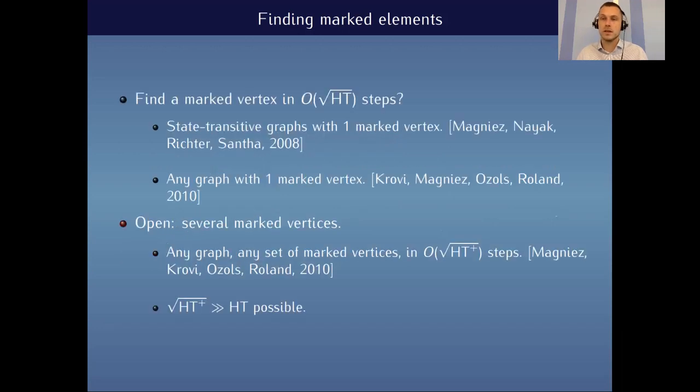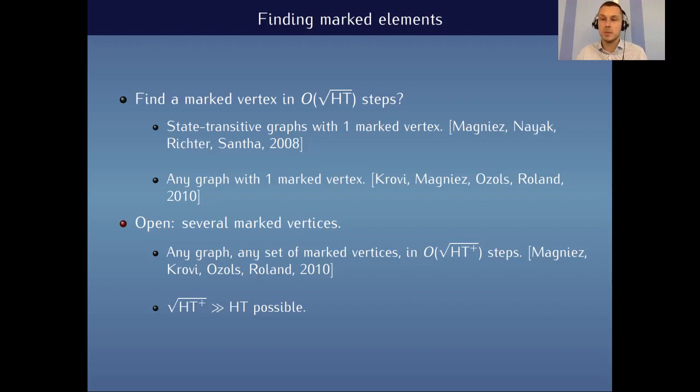Here it should be mentioned that the algorithm by Crowley, Magnus, Oswald, and Roland actually does find a marked vertex, even when there are several of them on any graph, but the algorithm works in time which is square root of a quantity called extended hitting time. And this extended hitting time might coincide with the classical hitting time from random walks, but it might also be something different, namely larger. In fact, it is possible even that the square root of the extended hitting time is much larger than the classical hitting time.